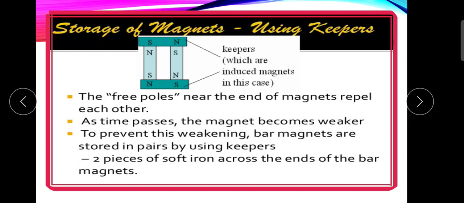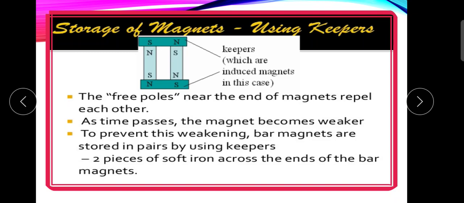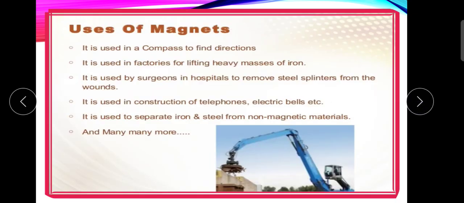Children, here you can see one type of arrangement using keepers. Free poles near the ends of magnets actually repel each other. So as time passes, the magnet becomes weaker. To prevent this weakening, bar magnets are stored in pairs by using keepers, two pieces of soft iron across the ends of the bar magnet. In this way you can take care of your own magnet.